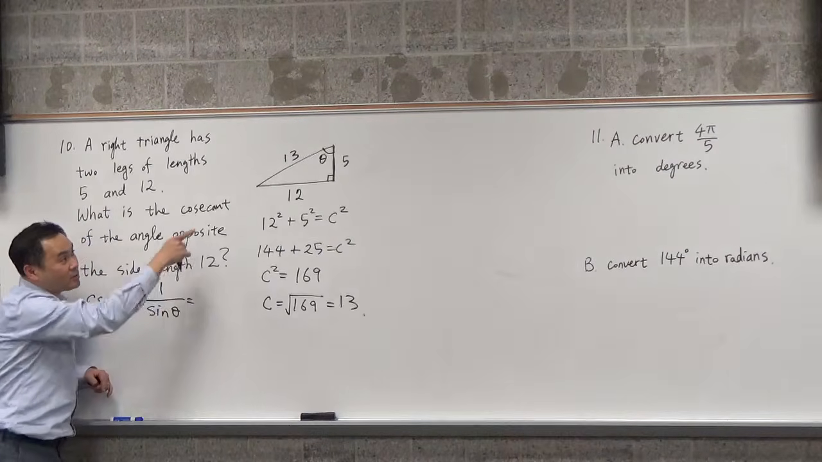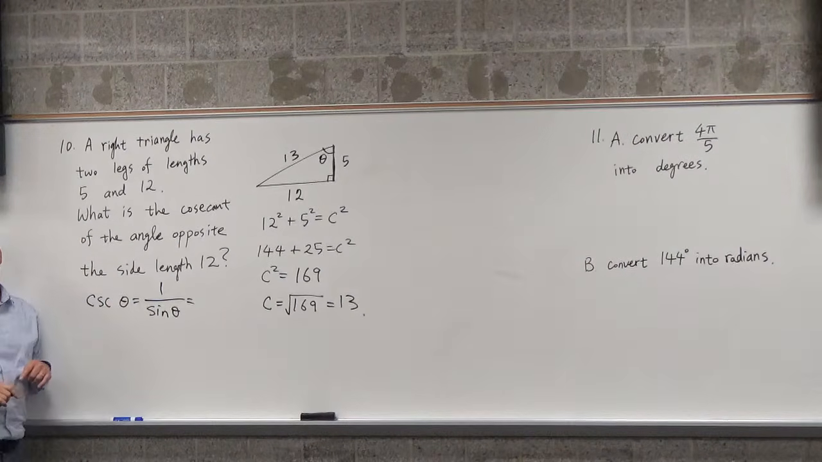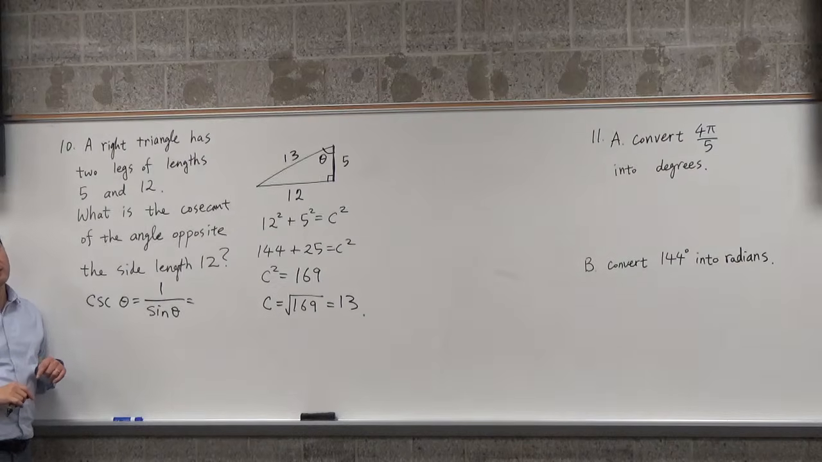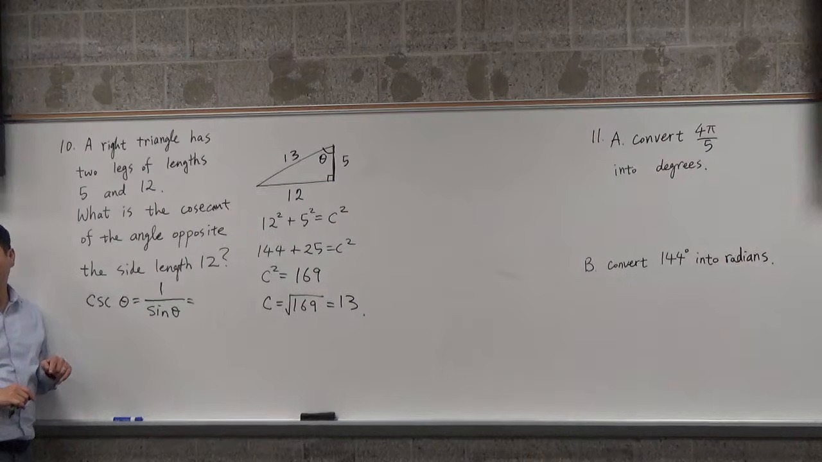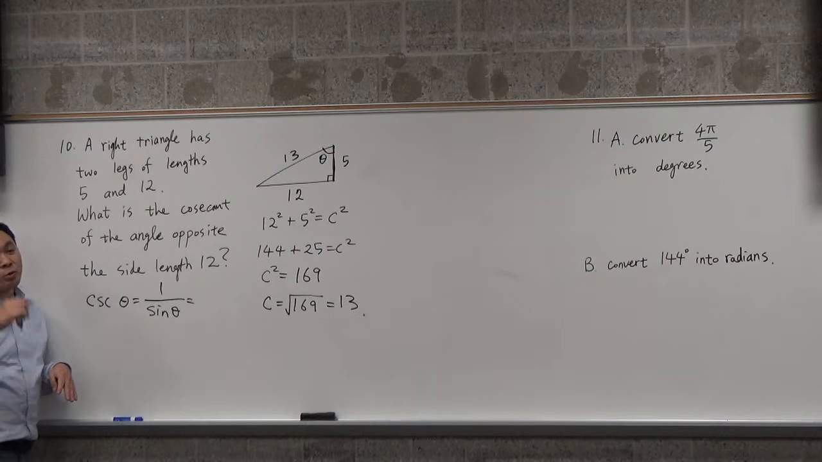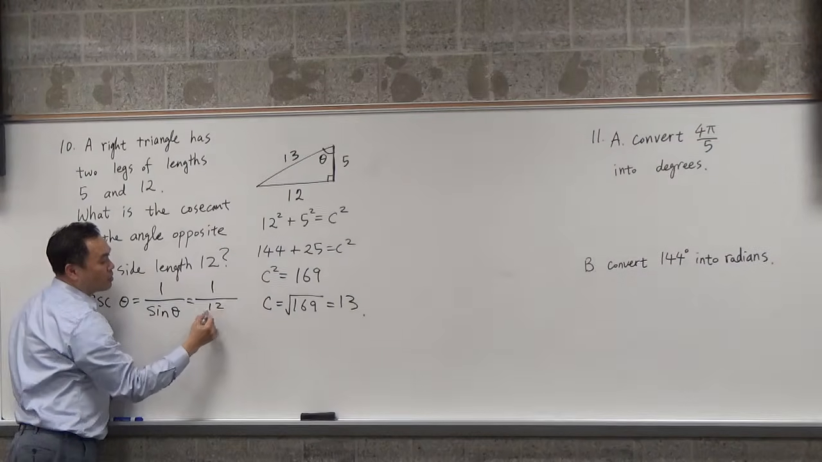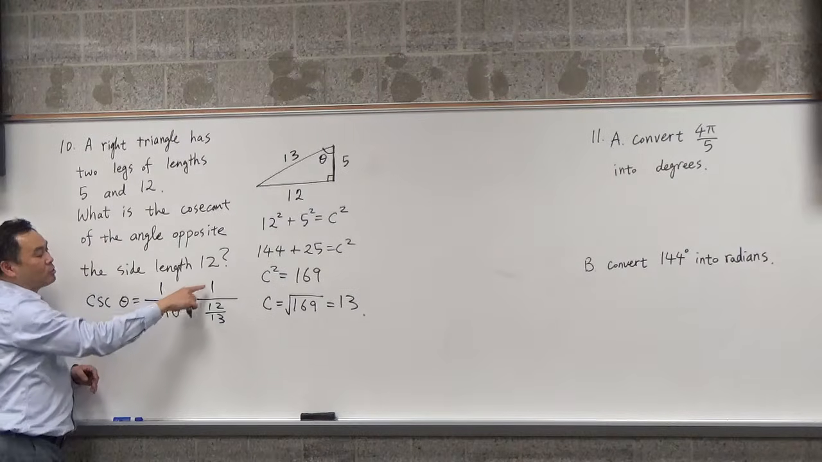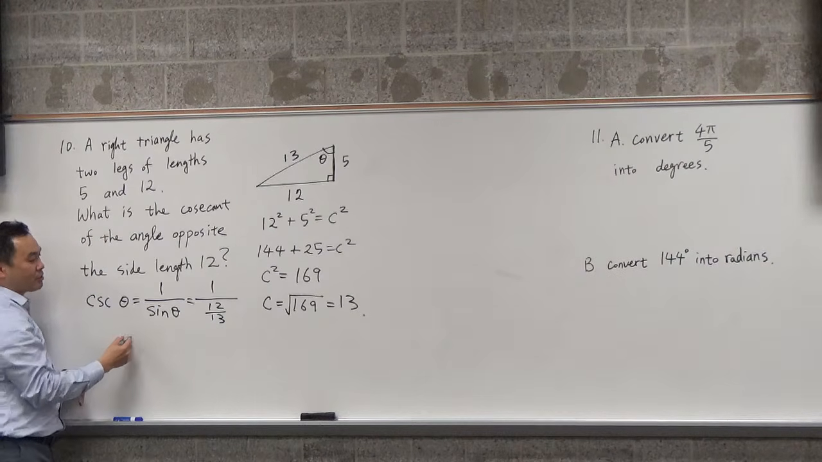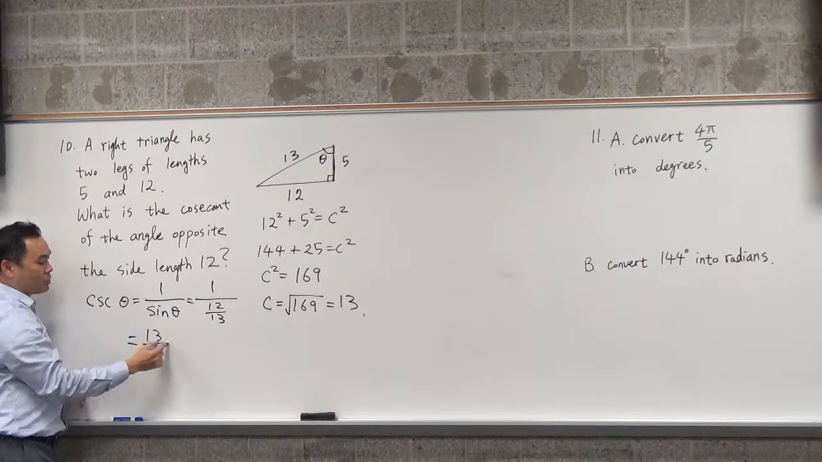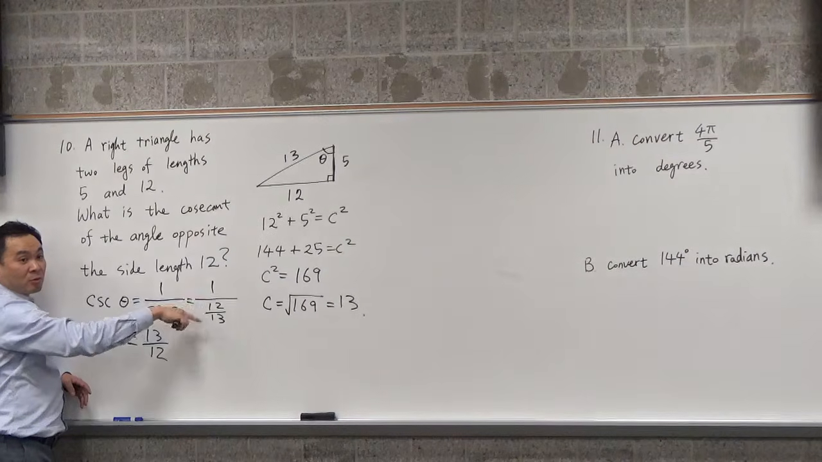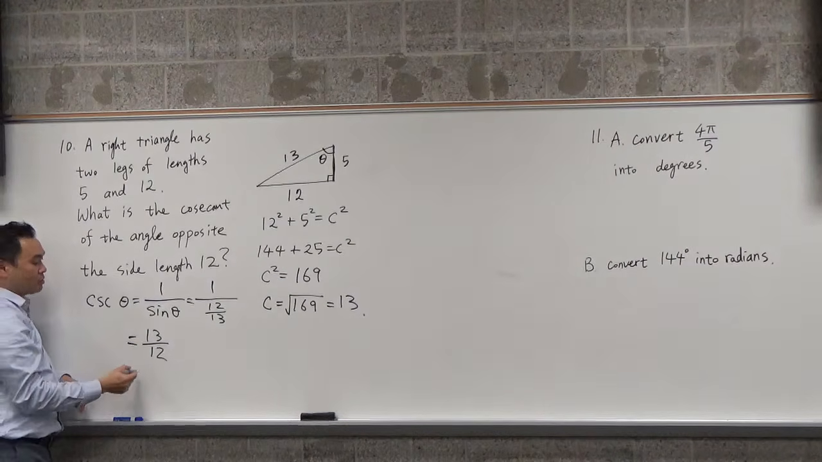Now, what is sine theta from the picture? What is the opposite of theta? 12. What's the hypotenuse? 13. So it's 12 over 13. And now that you have 1 over 12 over 13, the final answer will be 13 over 12, because it's the reciprocal of 12 over 13. So this is the answer.